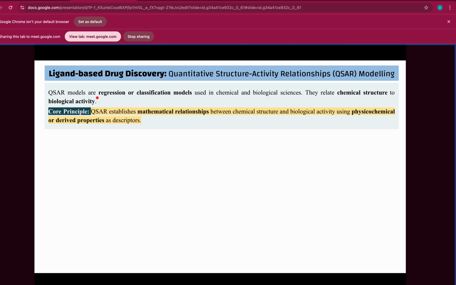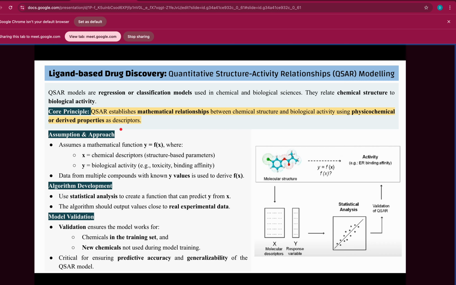So QSAR models, they are the regression or classification models which are used in chemical and biological sciences, and the main role of this QSAR model is to relate the chemical structure to the biological activity. Because we know the structure of my ligand, so we predict what could be its activity based on the available information. So core principle is that it uses mathematical relationships between chemical structure and biological activity using physicochemical or derived properties as descriptors. So in later slides we'll see what the descriptors are.